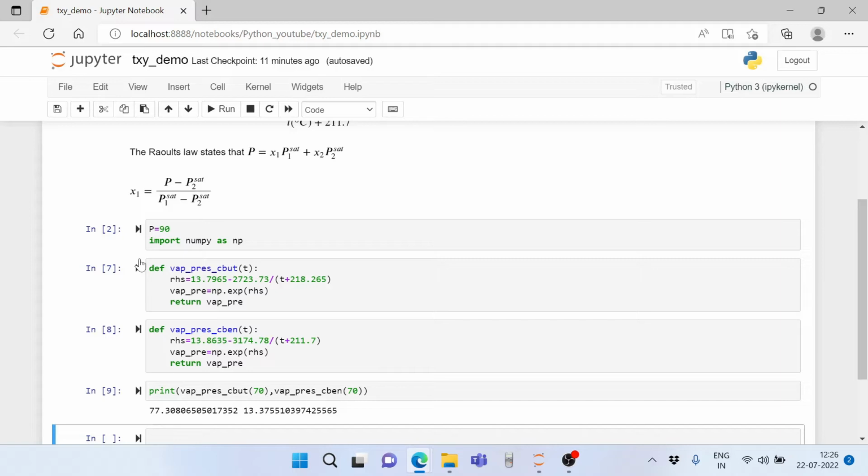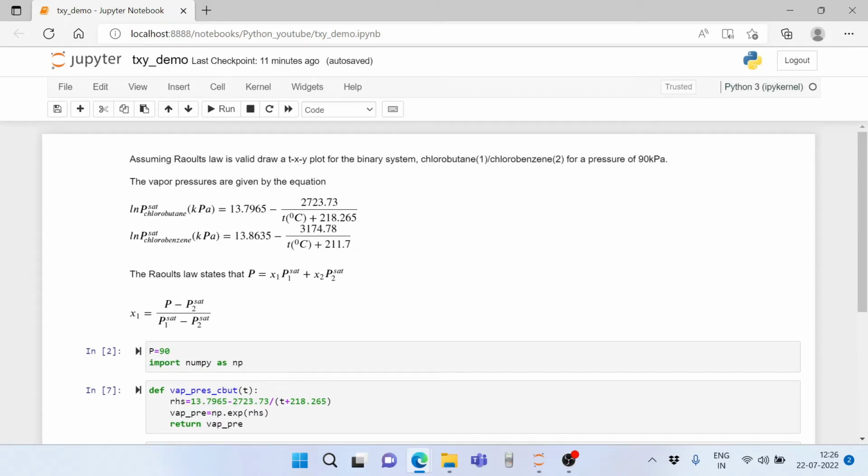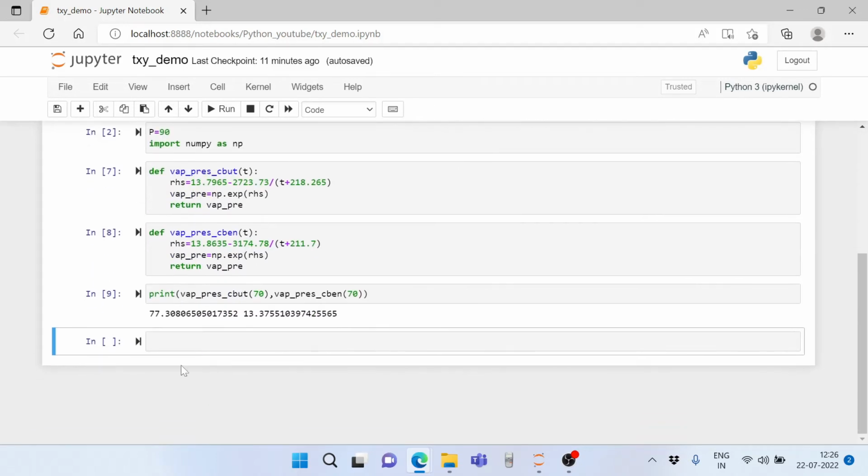I repeat it. In the TXY curve, at x equal to 0, the boiling temperature is going to be that of pure chlorobenzene. And at x equal to 1, the boiling temperature is going to be that of pure chlorobutane. So component 1, as indicated in the problem, is chlorobutane, and chlorobutane is the more volatile component.